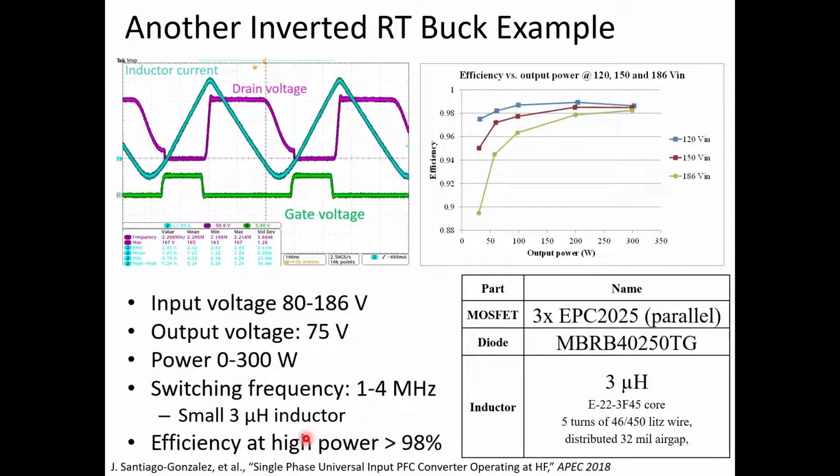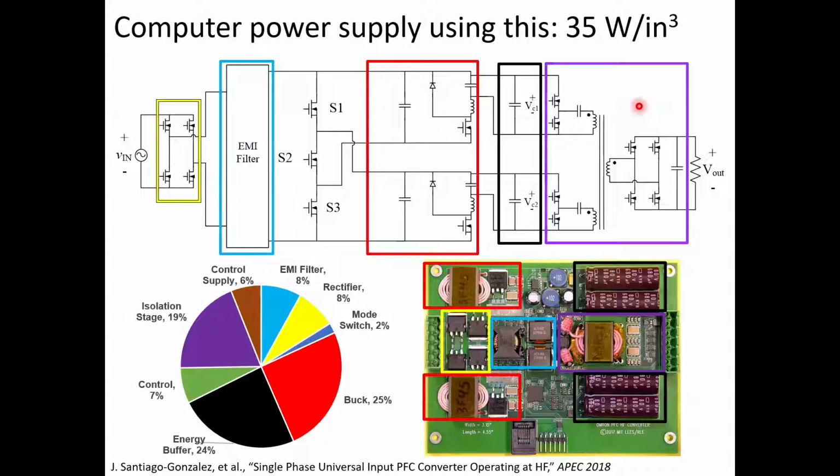This is a higher voltage. This is for a wide input voltage range, higher power. This is 1 to 4 megahertz. You can see that we're still getting very high efficiencies across a wide power range, like, so in this example, sort of 98%.